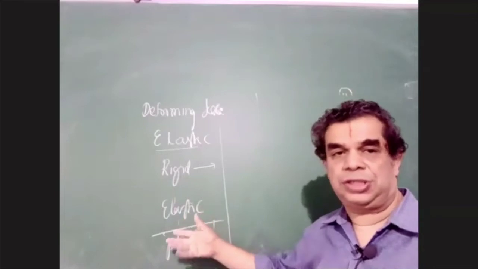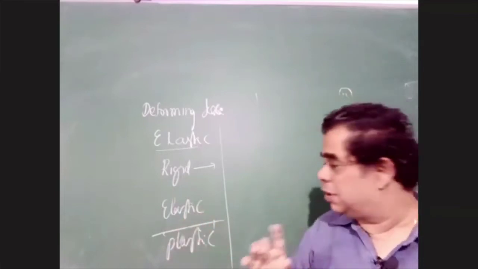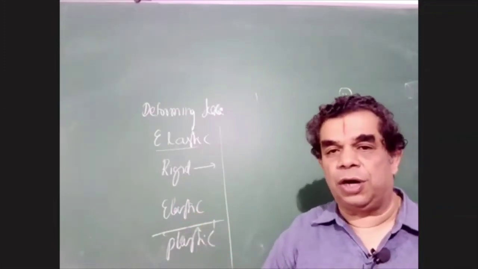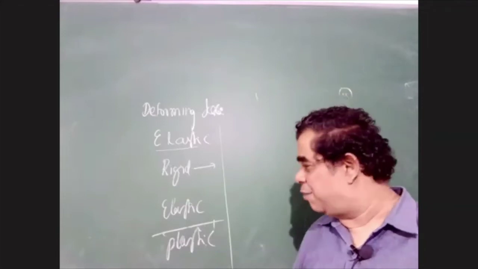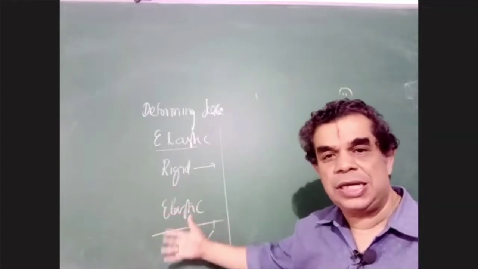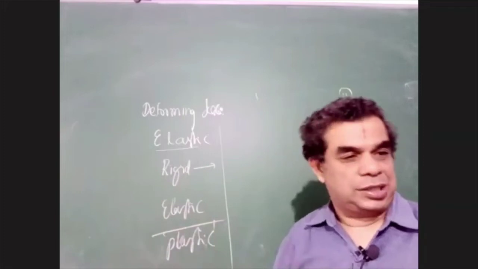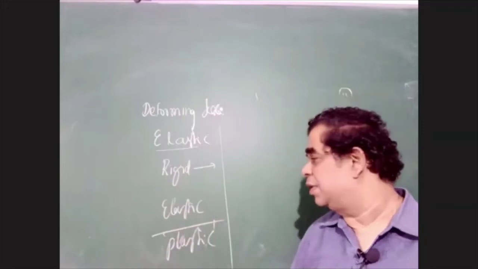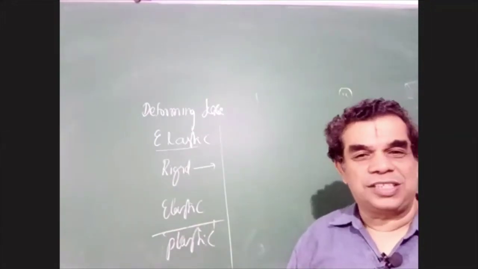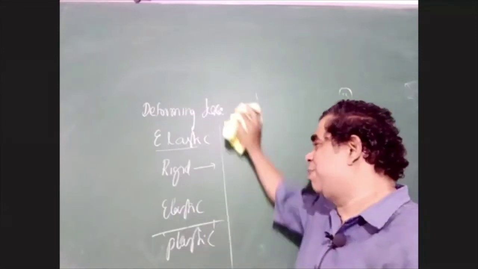Elastic: just now we said, any object which can regain its original shape once the deforming force is removed is elastic. But no object is perfectly elastic. In this world, no object is perfectly elastic. In fact, all objects are a mixture of these two, rigidity as well as elasticity. In some of them elasticity is more, in some of them rigidity is more. If no object is perfectly rigid and no object is perfectly elastic, it's a mixture.